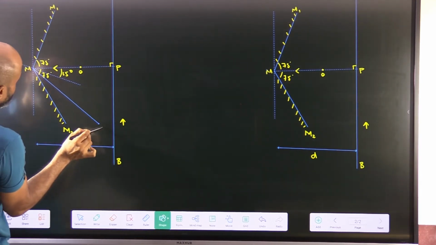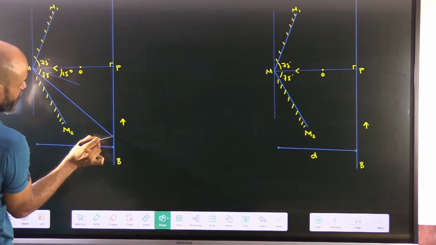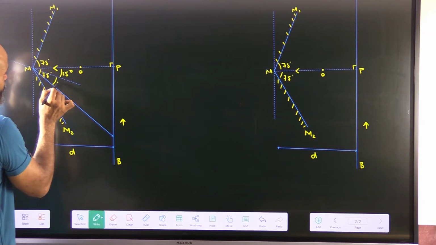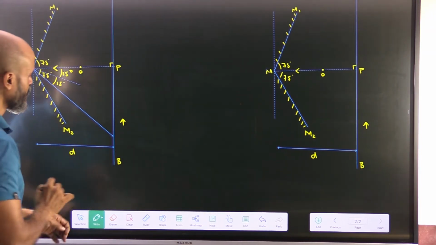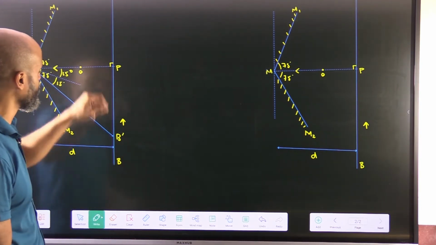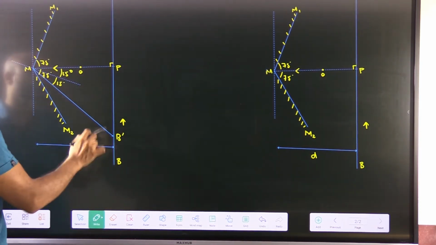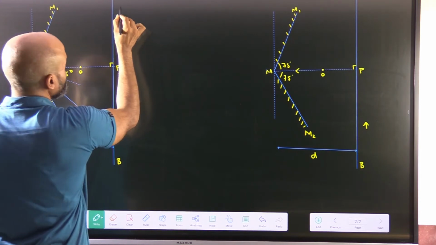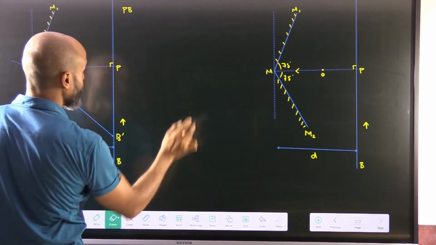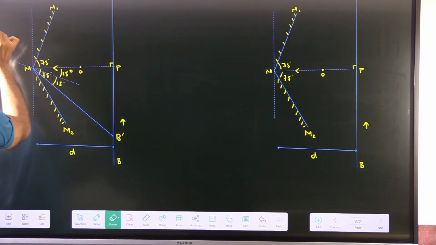This is the ray of light which is striking here. So let's say we call this also, this will also be 15 degrees. Let's say we take this as point B dash. So now in this triangle P B dash, let's keep some space for the calculation on that part, so we'll take it from here.